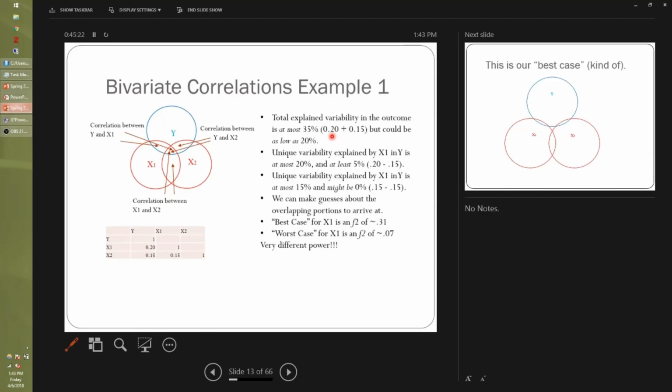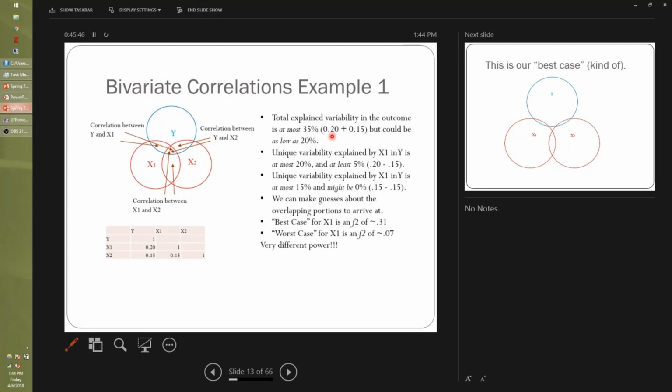And so you can say, okay, well, there's 20% explained by x1, 15% is explained by x2. Together they explain 35% of the variability in the outcome. And so that's your best case scenario, because only 65% of the variability is unexplained in y. Okay, so I get the 35. All right, that's sort of the top part. Now, the denominator is the unexplained variability.